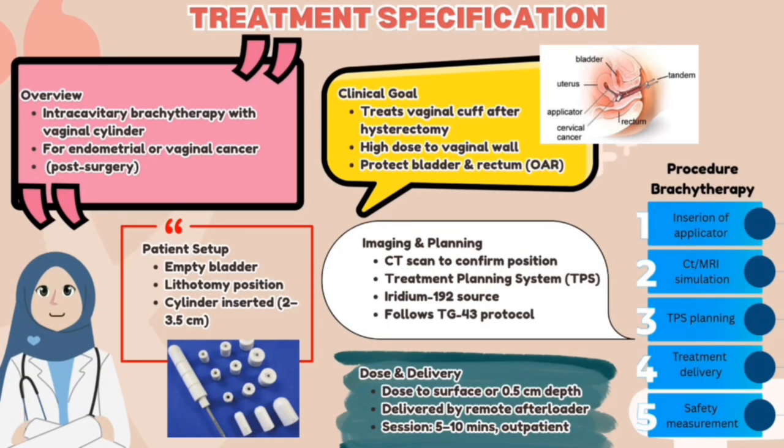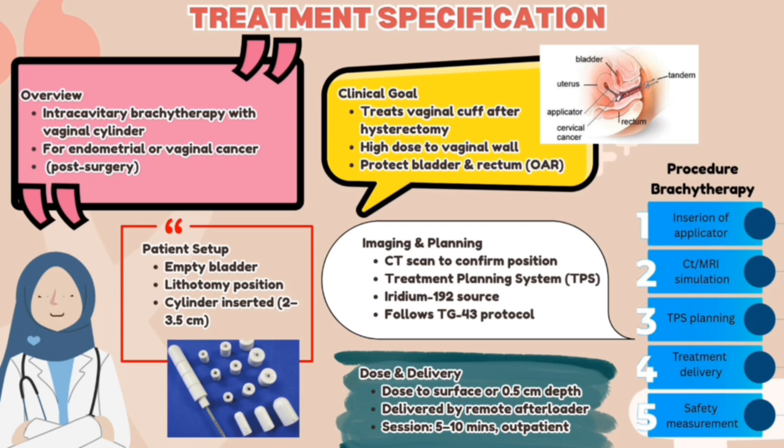Intracavitary brachytherapy using a vaginal cylinder is frequently used to treat endometrial cancer after surgery, particularly to avoid recurrence at the vaginal cuff following hysterectomy. The objective is to provide a high dosage of radiation to the vaginal wall while shielding organs such as the bladder and rectum. Before treatment, the patient empties her bladder and lies in the lithotomy posture. A smooth plastic cylinder, 2.5 to 3.5 centimeters broad, is placed into the vagina. The location is then checked using a CT scan.